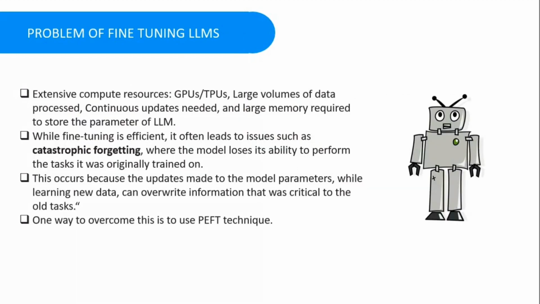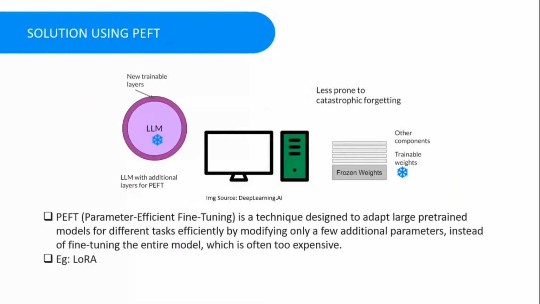Coming to the problems of fine-tuning, firstly, these LLMs are trained on millions or billions of parameters, requiring powerful GPUs and memory. While it's super efficient, there is a catch known as catastrophic forgetting. This means the model can forget what it initially learned when it picks up new information, which is like overwriting old crucial data. The problems of fine-tuning can be solved using a technique known as PEFT, or parameter efficient fine-tuning. It is designed to adapt large pre-trained models for different tasks efficiently by modifying only a few additional parameters instead of fine-tuning the entire model, which is often too expensive.